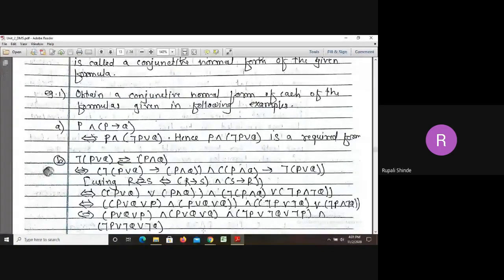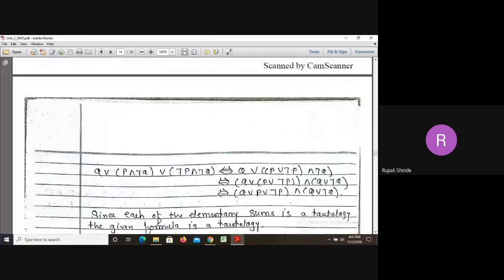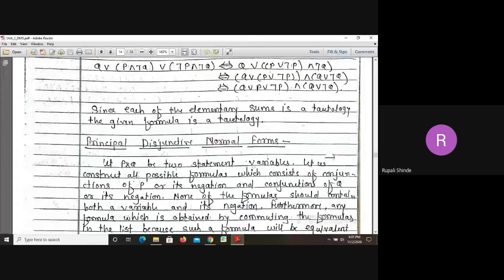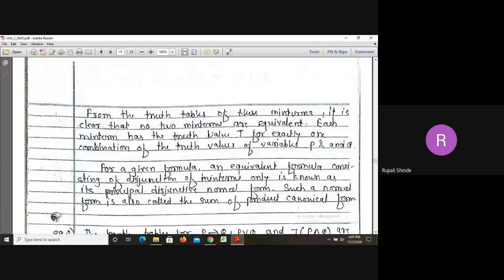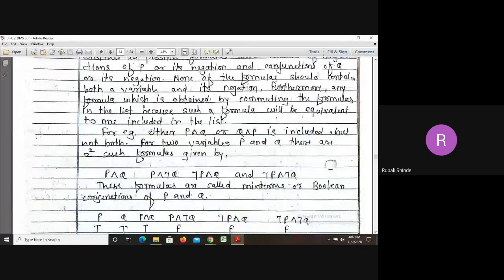So what are the four forms? First one is DNF, then CNF, third one is PDNF, and last one is PCNF. Out of these four forms, we have seen DNF and CNF today. Next lecture, we are going to see the formulas for PDNF and PCNF and how to obtain them. Already we have seen how to obtain PDNF and PCNF by using the truth table and by using the algebraic method.